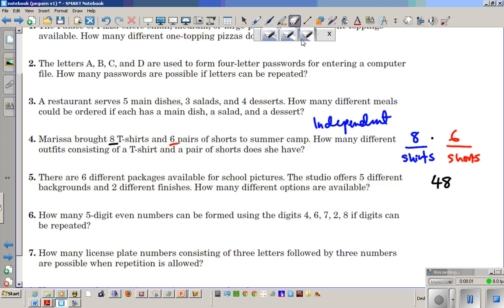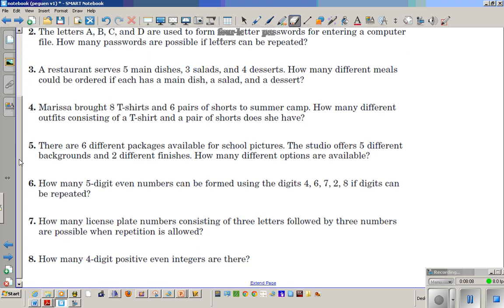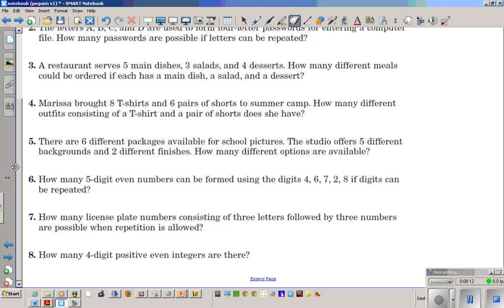Number 5, it says, there are 6 different packages available for school pictures. The studio offers 5 different backgrounds and 2 different finishes. How many different options are available? So, let's see the spots that we have. In this case, we have a package, and then we have a background and finishes. So these are independent. They're not connected in any way. The backgrounds, the finishes, and the package are all different categories. One doesn't change the other. So this is an independent situation. Okay, so let's go ahead and solve it. All we're going to do is create 3 positions. We have the package.